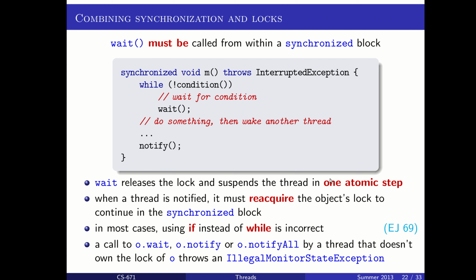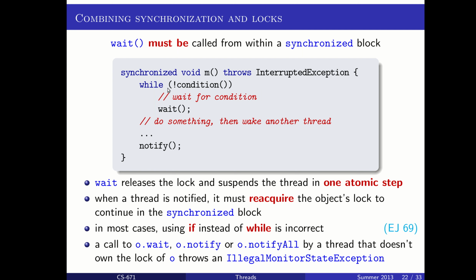For instance, our example with an ArrayList breaking because its size got changed before the array got resized, that's non-atomic. We're saying here the lock is let go and the thread is suspended both immediately. You can't have one and, oops, I didn't quite get to the other. So when a thread is notified, it has to reacquire the object's lock to continue inside of the synchronized block.